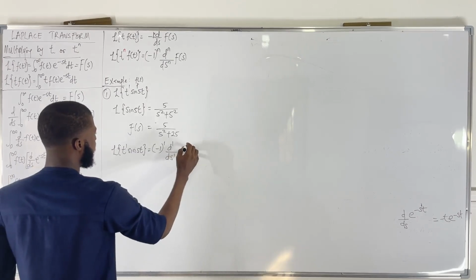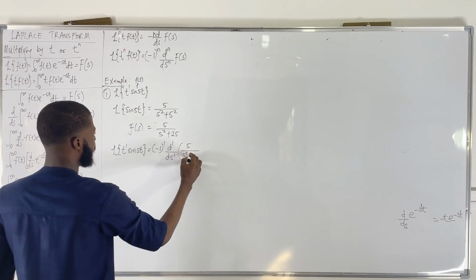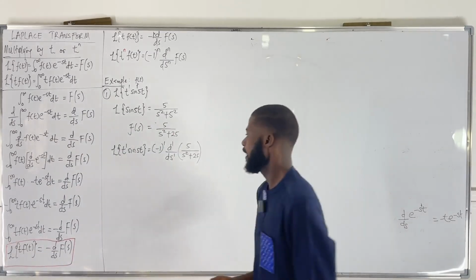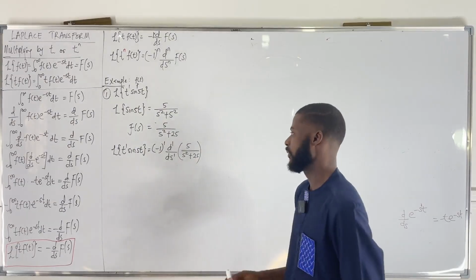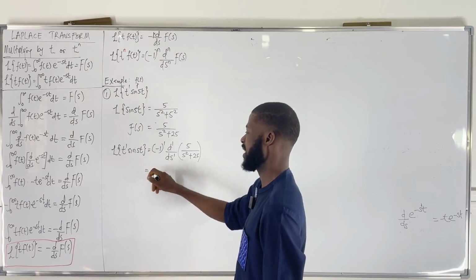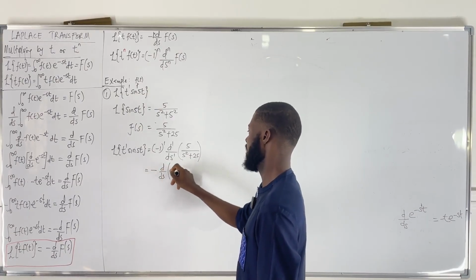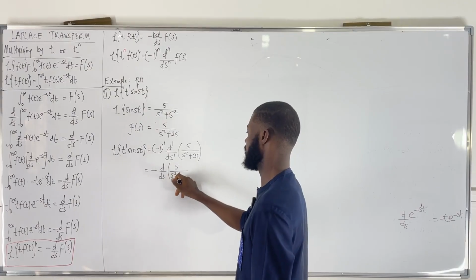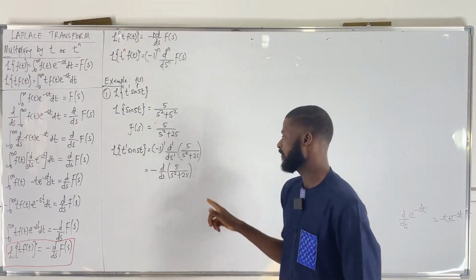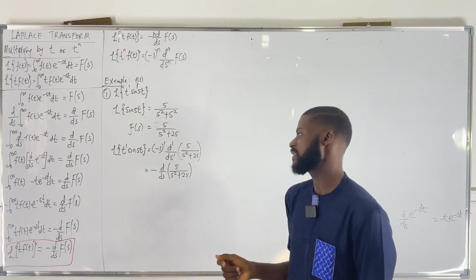So that's 5 divided by s squared plus 25. Yeah, I know it's kind of weird, but you'll understand soon. So this will become minus 1, so that's just negative, d ds of 5 divided by s squared plus 25. So this is what we have. Now, how do we differentiate this very expression? Because we have to differentiate.